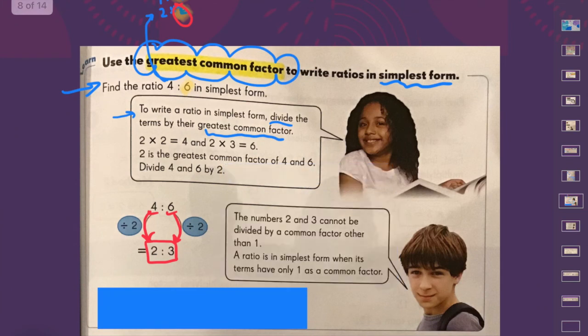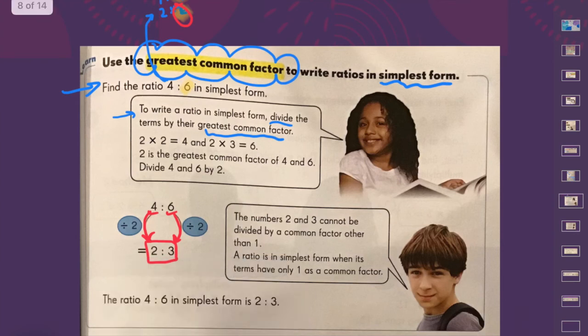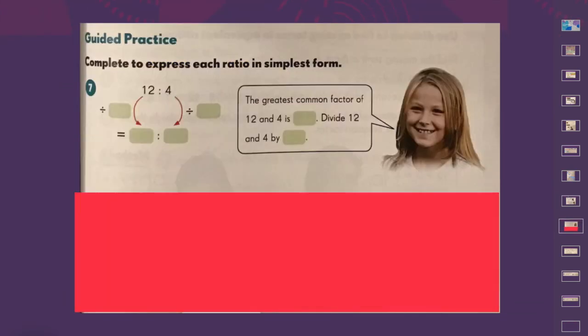Now, our friend down here says, the numbers 2 and 3 cannot be divided by a common factor other than 1. And that's how we can tell that a ratio is in its simplest form, when the terms only have 1 as a common factor. And so 2 and 3 only share a factor of 1, and that's how we know it is in its simplest form. So the ratio 4 to 6 in simplest form is 2 to 3.